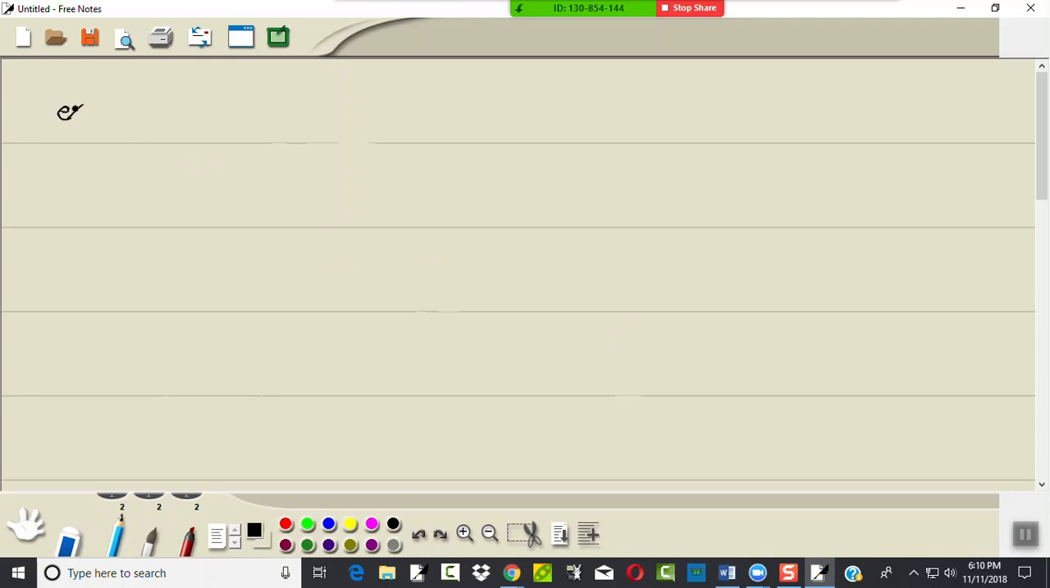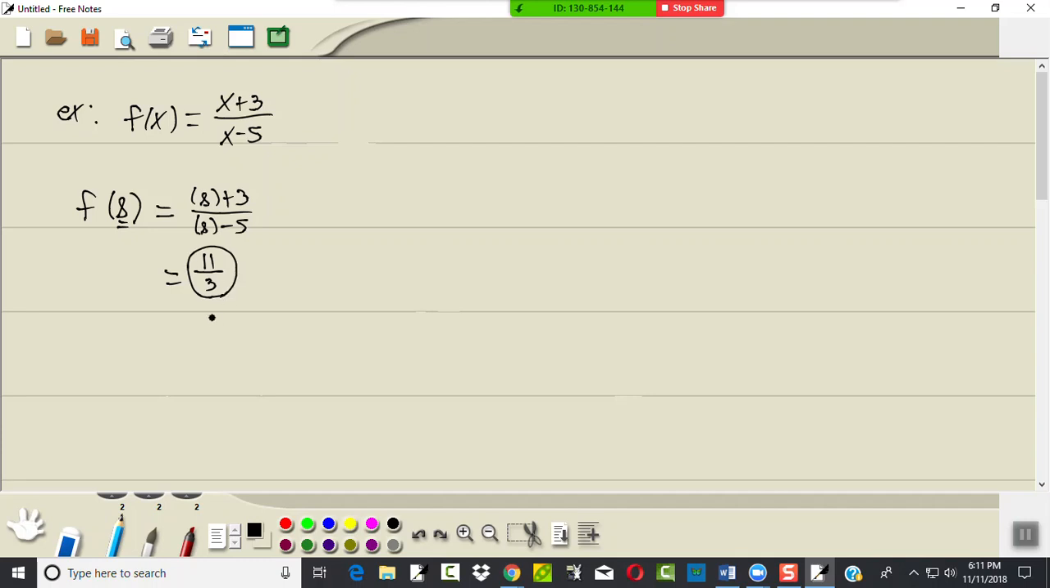Take a look at an example. If I had f of x is equal to x plus 3 over x minus 5, and it said find f of 8, well, we'd go through and replace all of our x's with whatever number is inside the parentheses right here. So we're going to have 8 plus 3 over 8 minus 5. 8 plus 3 is 11. 8 minus 5 is 3. So our answer would be 11/3. And that's evaluating functions.